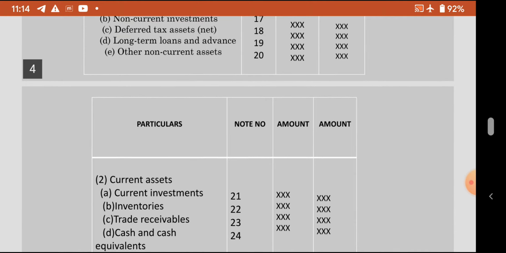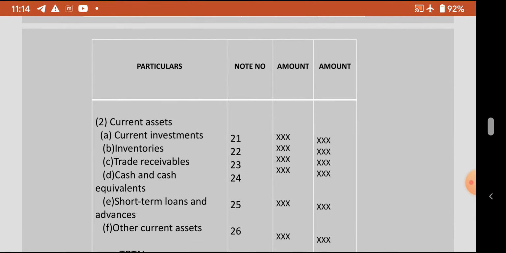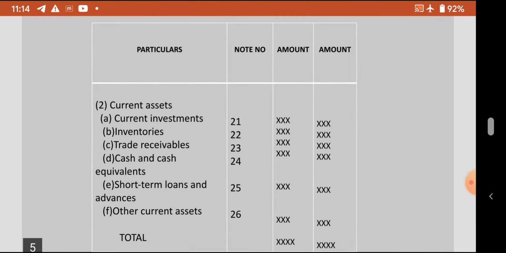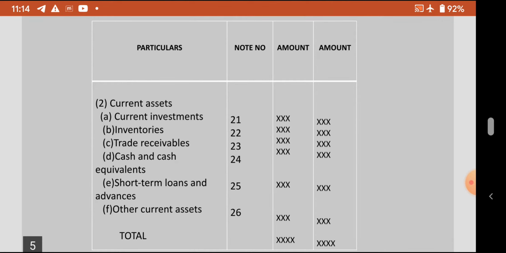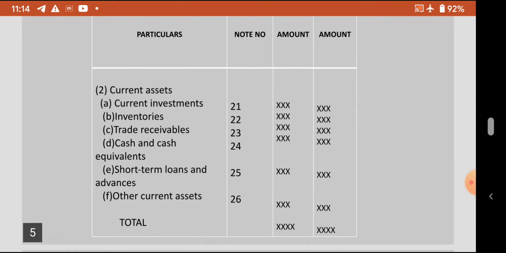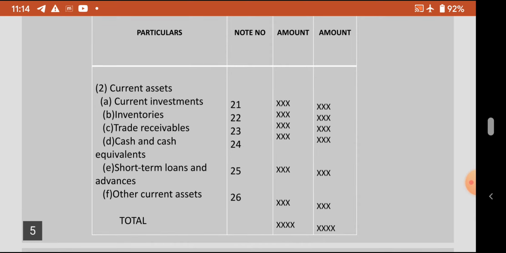assets. Next, we have second subheading under asset side, that is current assets. So under current assets we have current investments, inventories, trade receivables, cash and cash equivalents, short-term loans and advances, and other current assets. So here this is the basic format of the statement of assets and liabilities.